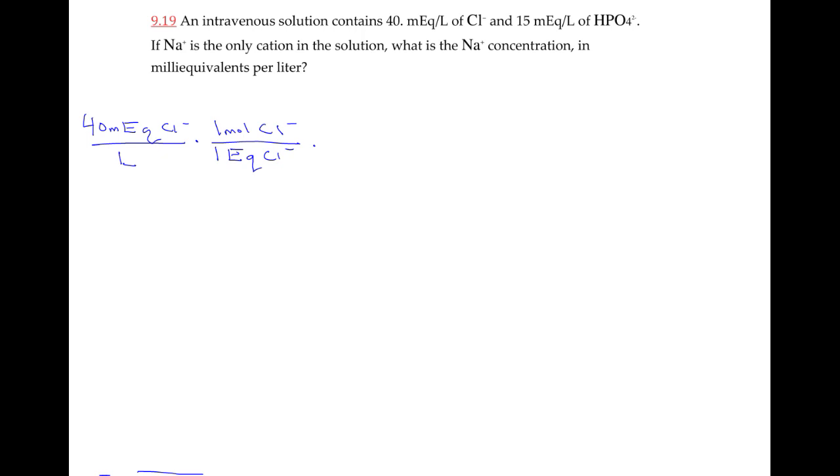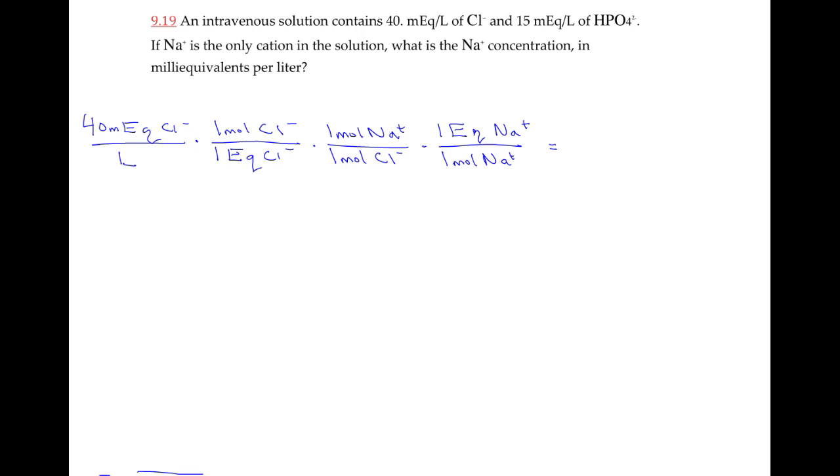And I know that for every 1 mole of chloride, just based on the charges, if I have 1 mole of chloride, Cl minus, I would need 1 mole of sodium plus to balance that out. And then I know that for every 1 mole of sodium cation, sodium plus, it has 1 equivalent of sodium because the charge is plus 1. So that means I have 1 equivalent of sodium ions in 1 mole of sodium ions.